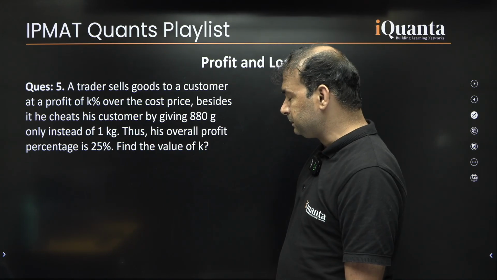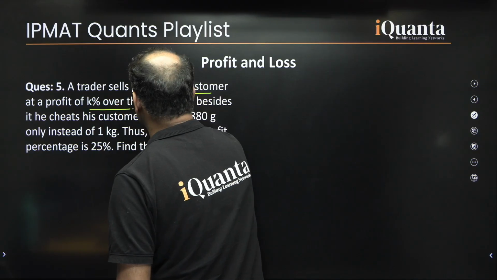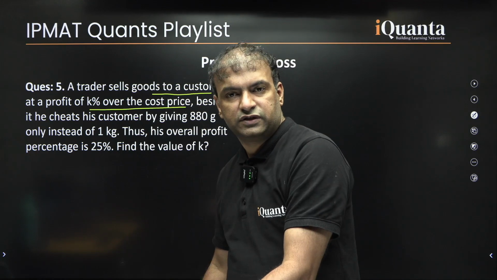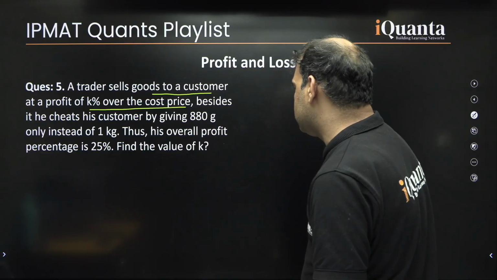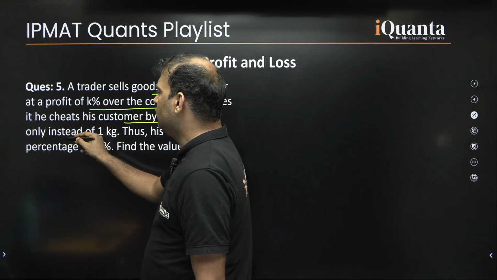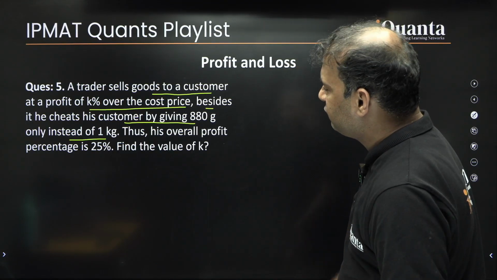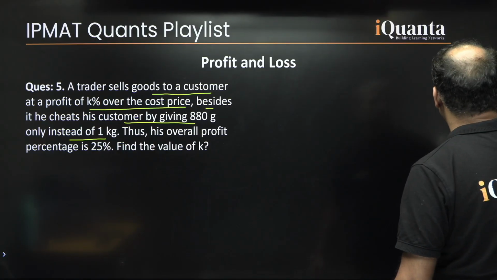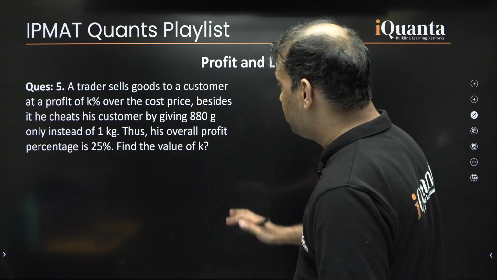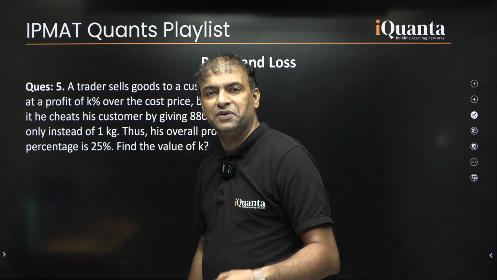All right. Okay, so what is happening here? First, he sells goods to a customer at a profit of K percentage over the cost price. So originally he was making a profit of K percentage, without doing any other kind of cheating, right? Then they are saying besides this, he also cheats the customer by giving 880 grams only instead of 1 kg. Thus, his overall profit percentage is 25%, and we have to find the value of K, which we do not know.